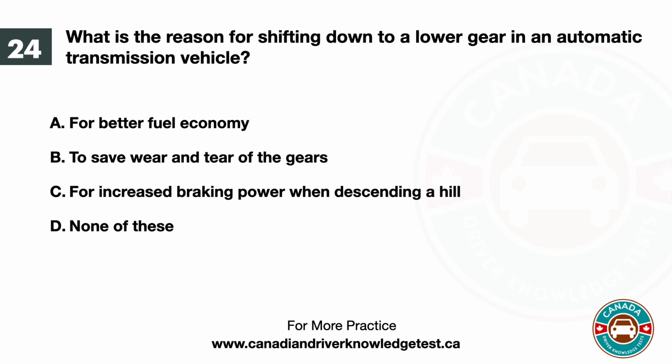Question 24. What is the reason for shifting down to a lower gear in an automatic transmission vehicle? A. For better fuel economy. B. To save wear and tear of the gears. C. For increased braking power when descending a hill. D. None of these. The answer is C. For increased braking power when descending a hill.